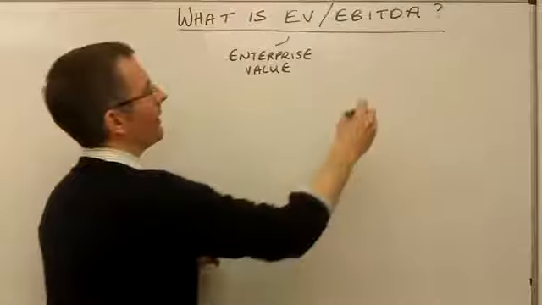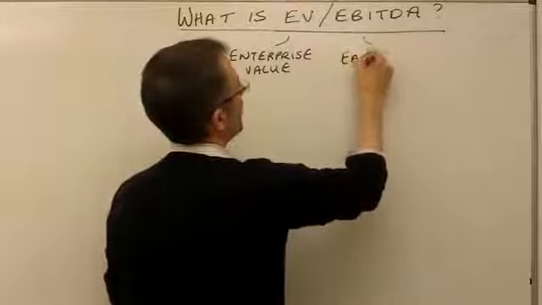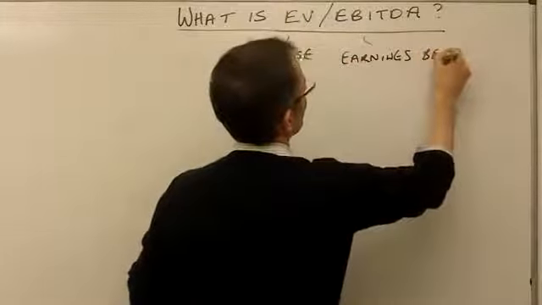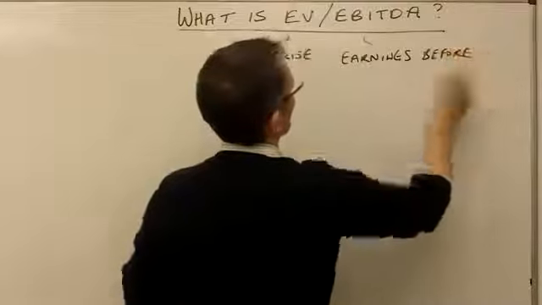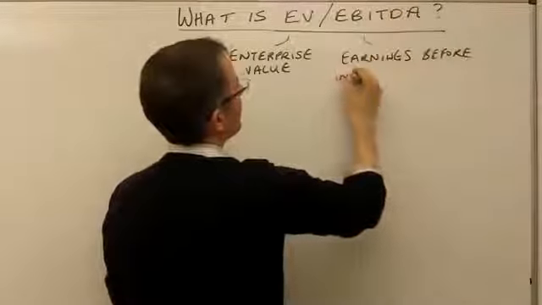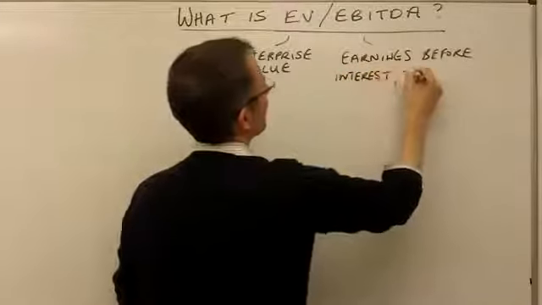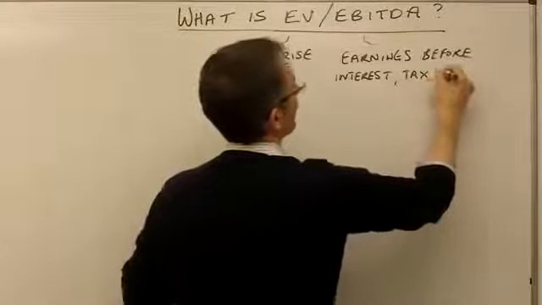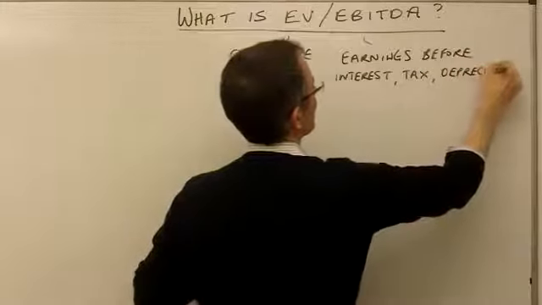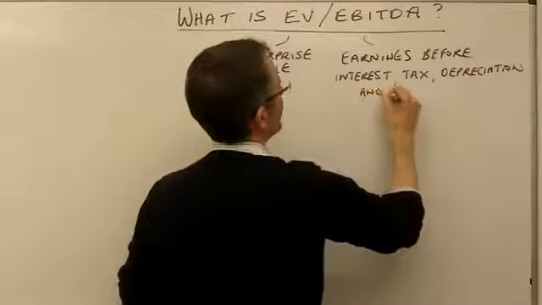EBITDA is a profit figure. It's short for earnings before, and then the ITDA: interest on bank loans, for example, tax, that's corporation tax, depreciation, and amortization. So it's quite a mouthful.